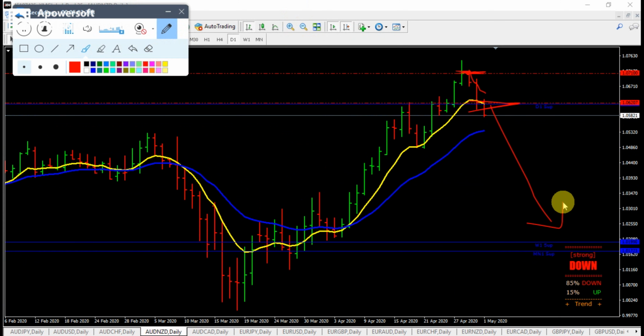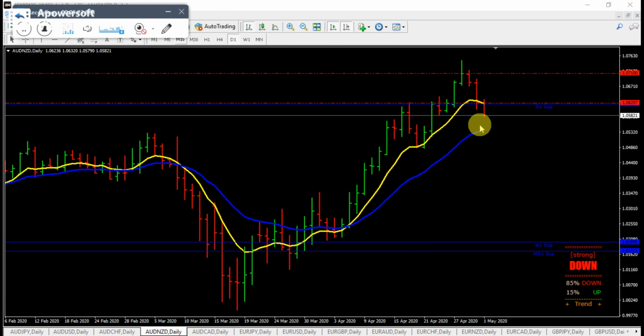So all the NZD pairs, like GBP NZD, EUR NZD, AUD NZD, I'm expecting them to come down in the coming week, but we have to see the price action for where we enter the market. So for Australian NZD, I'm expecting it will go down.